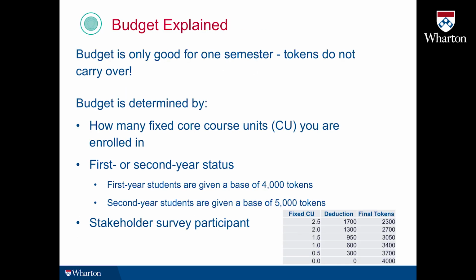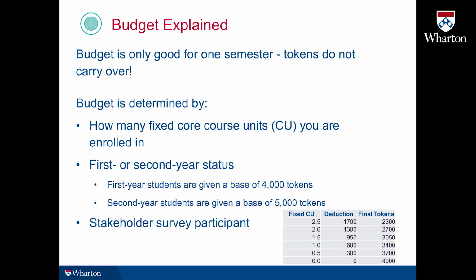So let's elaborate on the budget as well. Budget is only good for 1 semester. Tokens do not carry over. Your budget is determined by a few things: how many fixed core course units you are enrolled in, and your first or second year status. Therefore, first year students are given a slightly smaller budget than their second year student counterparts. Lastly, if you participate in our stakeholder survey as a rising second year student, we give you added tokens in the next instance of Course Match.